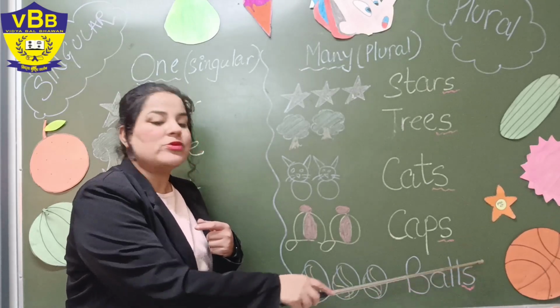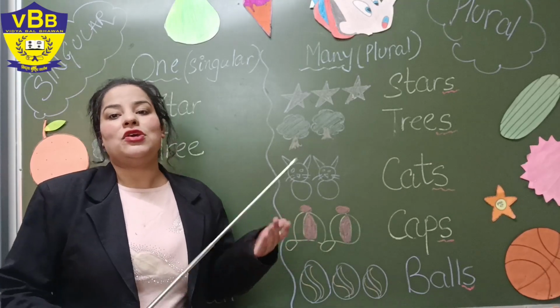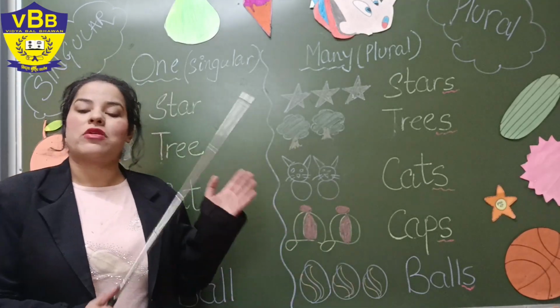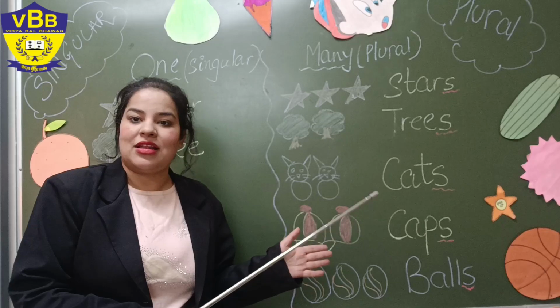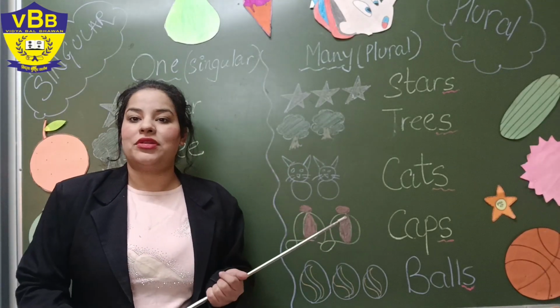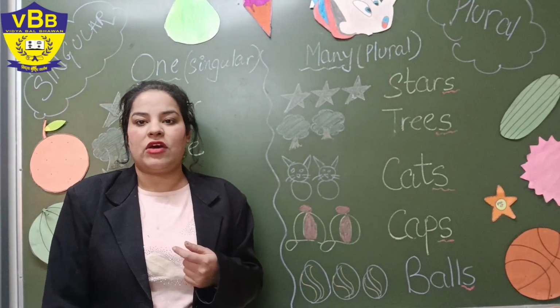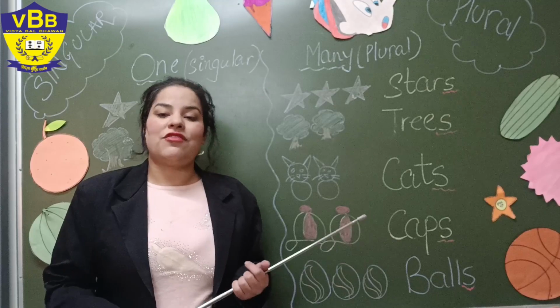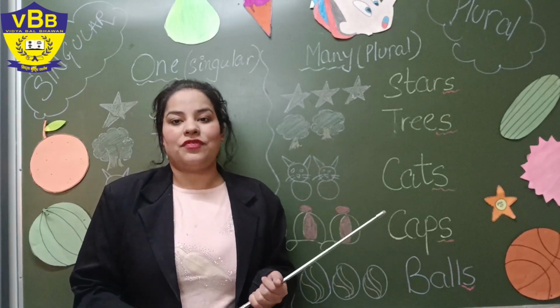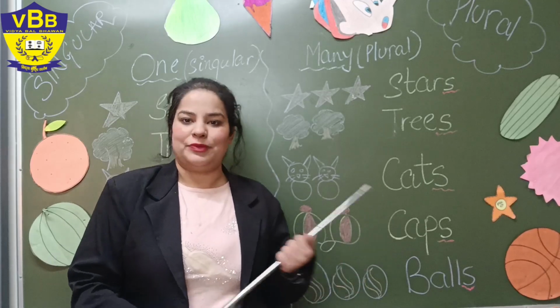B-A-L-L-S. Why do we use S at the end of the word? Because we generally use S when we change from singular to plural. Singular is used for one object and plural is used for more than one object. So we generally use S at the end of the word when we change from singular to plural.